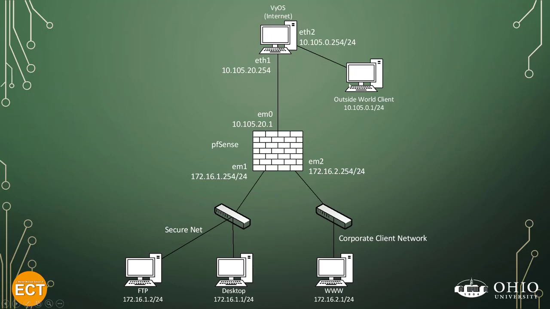So it's got a connection with the outside world, and it also shares a connection with our pfSense firewall on ETH1, which is 10.105.20.0/24, right? So those are going to be on the same network together.